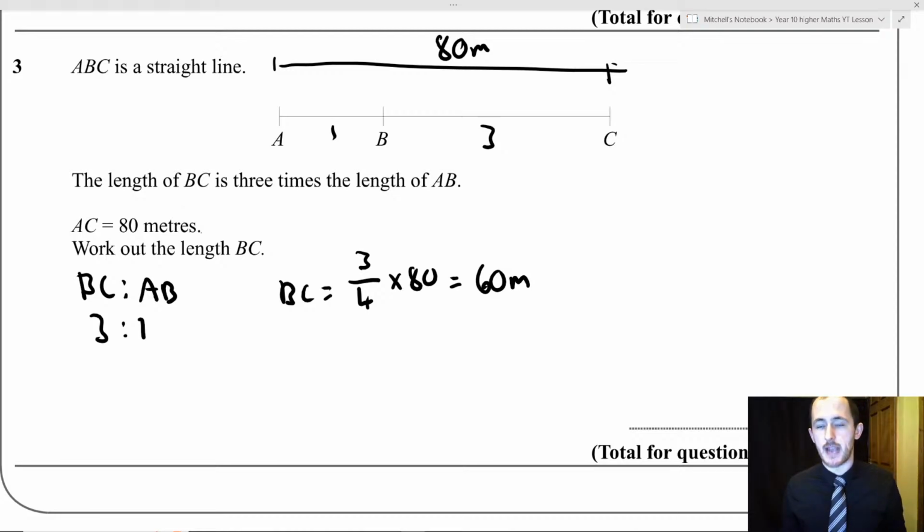Again, you can use a calculator. Sometimes this might be a non-calculator though. So hopefully you should know how to times by fractions now, so you can do 80 divided by 4 and then do the times by the top. And that would be fine. And that's a 3-mark question. That's not too bad. It's quite quick as well.